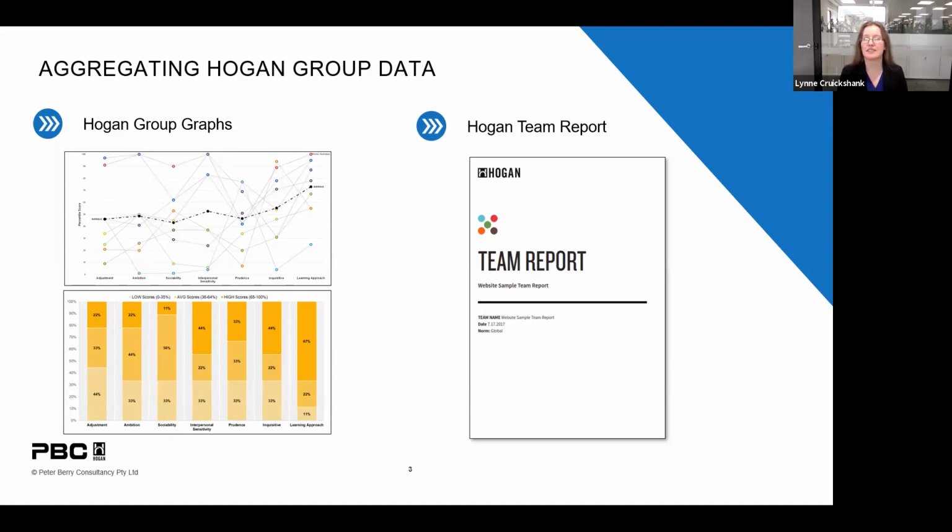There's also the Hogan team report, which is an off-the-shelf report designed to look at a team's collective personality data. It provides insights around things like the natural roles that people are likely to gravitate to within the team, and similar to what we can look at in the group graphs, the shared derailers that we see within the team, as well as the shared values.